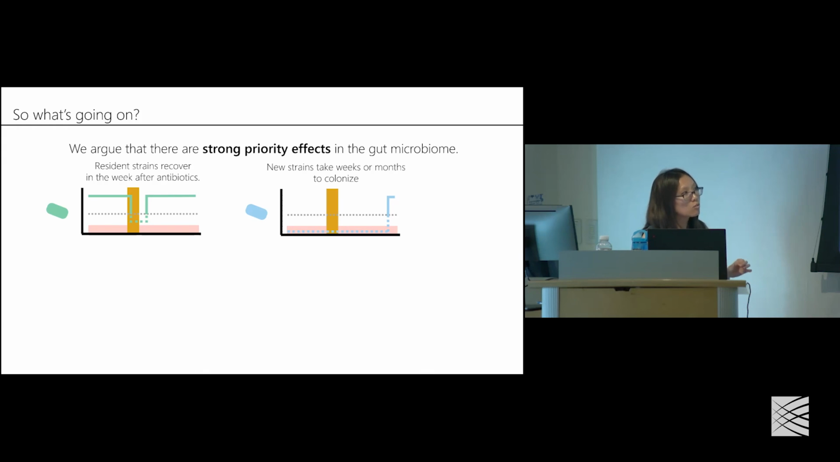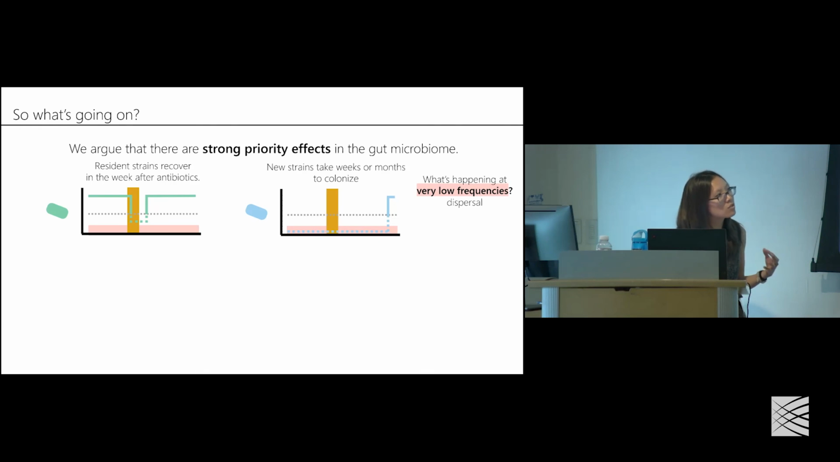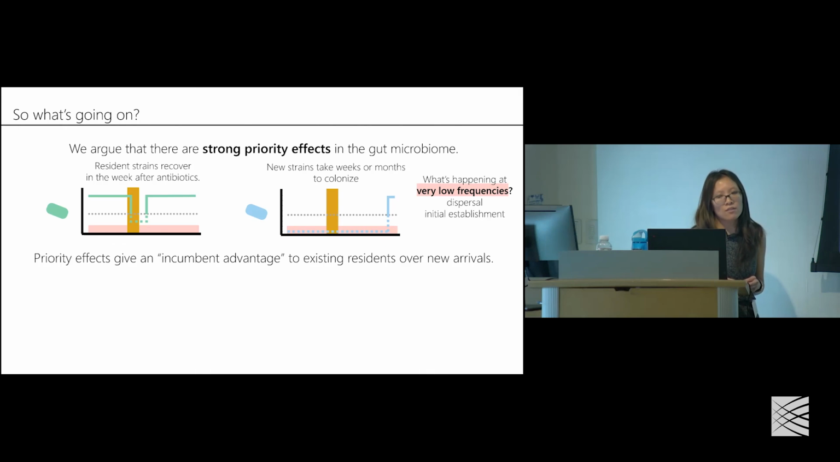And so I've already told you one of the major factors in play, which is that microbes first have to disperse from one host to another. That we do think is a key barrier. But I think something else that's really important to consider is the possibility that these initial stages of establishment are really important in limiting colonization. And so priority effects give an incumbent advantage to existing residents over new arrivals. And so they would tend to especially slow these stages of initial establishment.